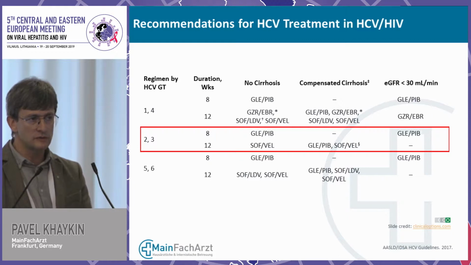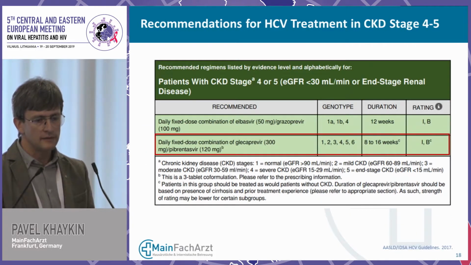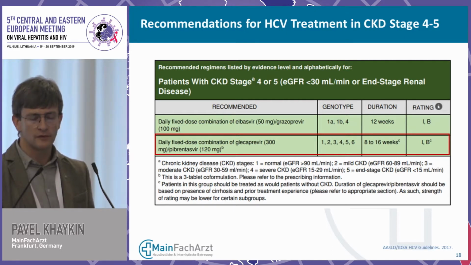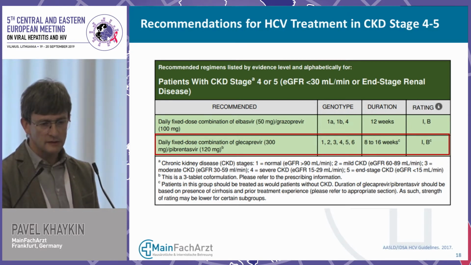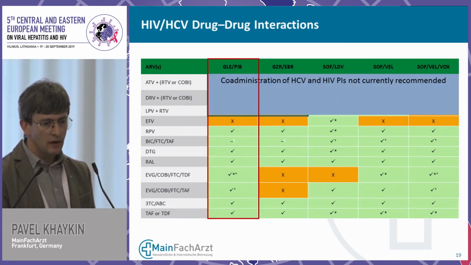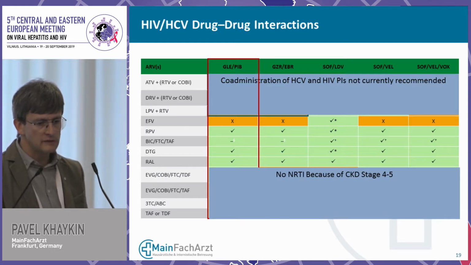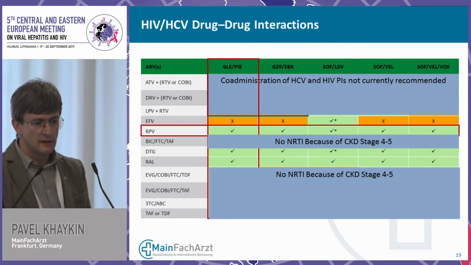There are two possibilities that we use in Germany now: either glecaprevir/pibrentasvir, or sofosbuvir-based treatment, for 8 or 12 weeks for a genotype 3 patient. This is the recommendation for hepatitis C treatment if patients have chronic kidney disease in stage 4 or 5. So we could not give sofosbuvir, and only PI-based regimens are recommended, but because of genotype 3 we could only give him the combination of glecaprevir/pibrentasvir. Then we turn to drug-drug interactions, and we know that many or all PIs are not recommended for use with hepatitis C treatment, so excluding PI-containing regimens, and also excluding NRTIs because of end-stage kidney disease, there are still not so many options.